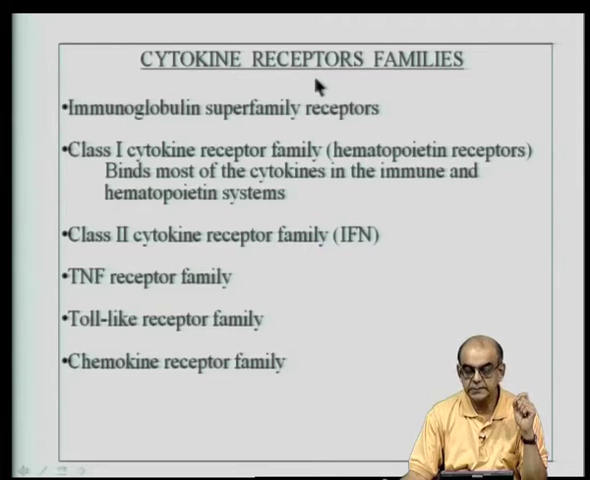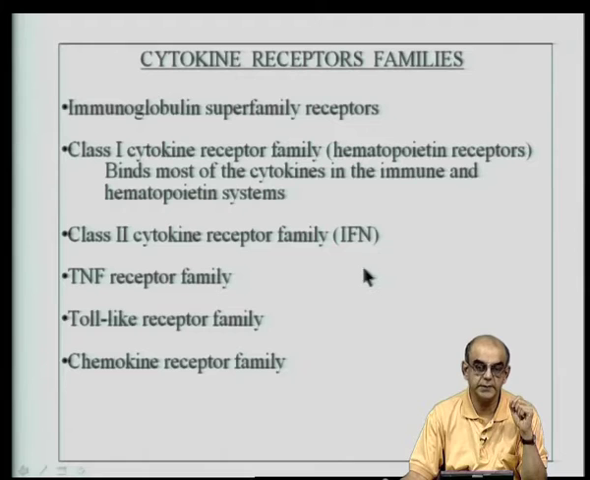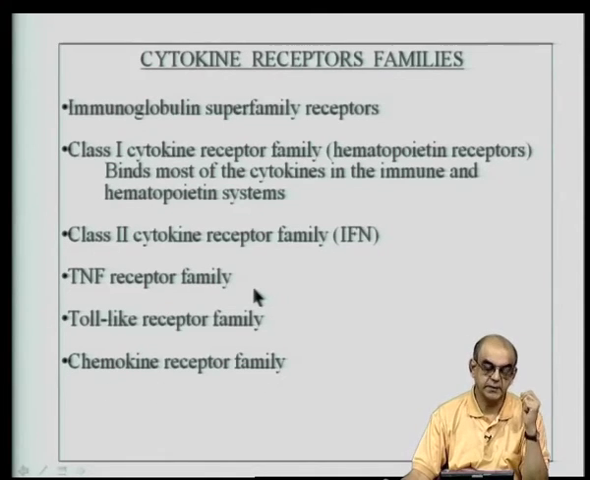So, broadly these receptors were classified into the following families: the immunoglobulin superfamily of receptors; the class 1 cytokine family of receptors, otherwise known as hematopoietin receptors, which are the major class of receptors in the immune system; the class 2 cytokine receptor family, which binds to interferons; then the TNF receptor family, the toll-like receptor family, and the chemokine receptor family.